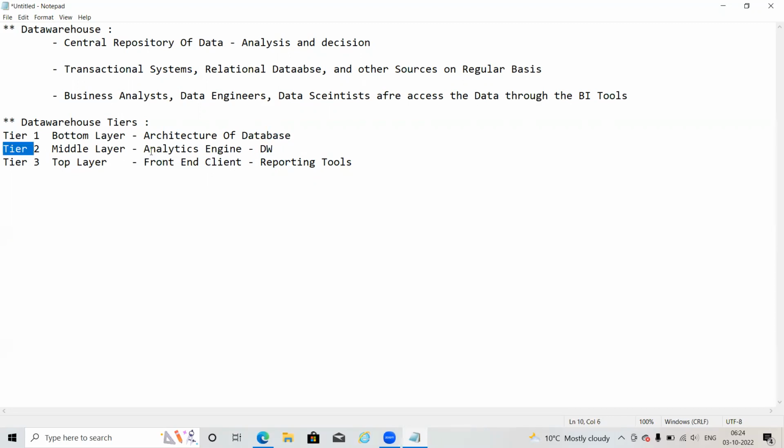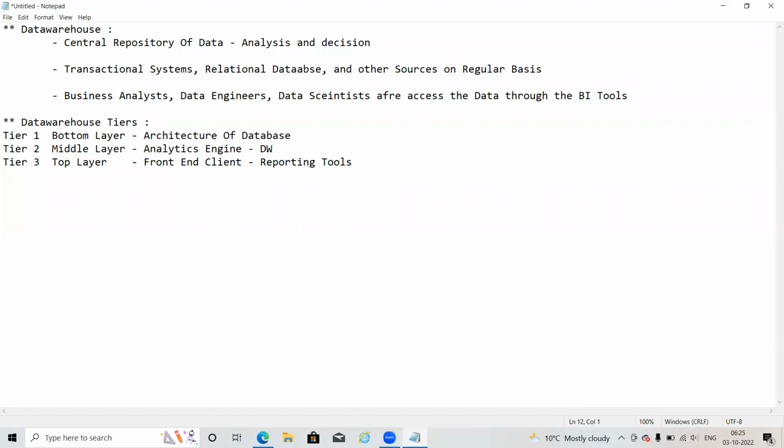Once the data is available in the data warehouse, these people will work on it: business analysts, data engineers, and data scientists. They will do the analysis, make business decisions, and provide the solution to end users or customers through the front end client or business tools, nothing but reporting tools like QlikView, SSRS or Power BI. So this is high level information about the data warehouse tiers.